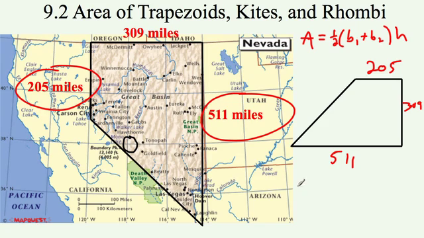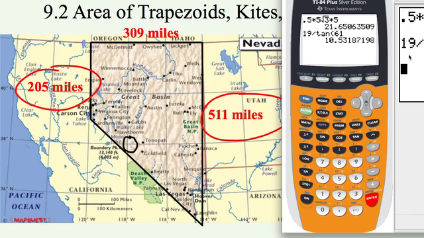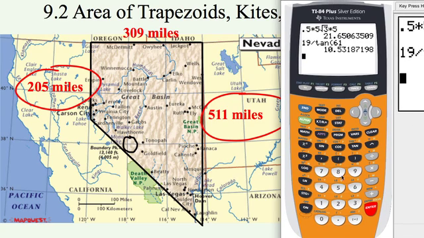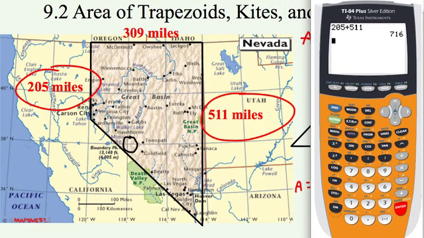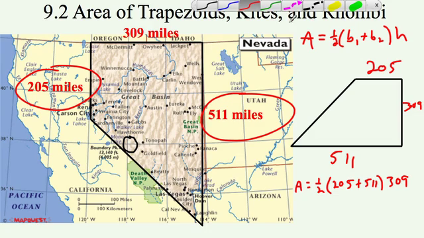So really, if I want to solve this, I'm just going to take the area equals one half, base 1 is 205 plus 511, times the height, in this case 309. And again, this is just a bunch of calculator, really. Just make sure that you add your bases first. What I usually do is I just go ahead and add them together. 205 plus 511, put those together, and I get 716.